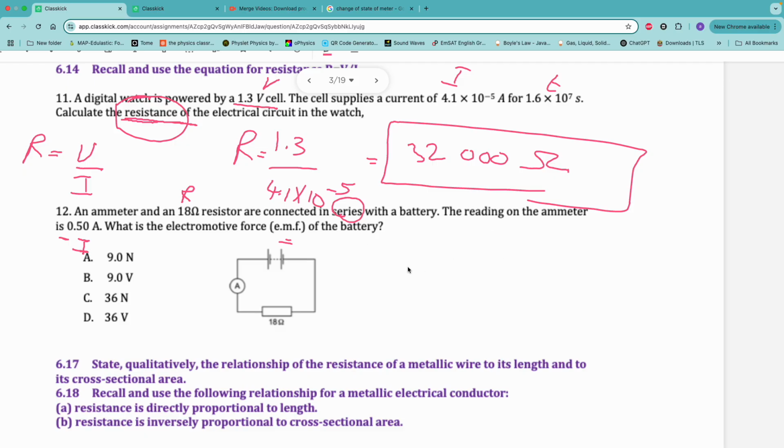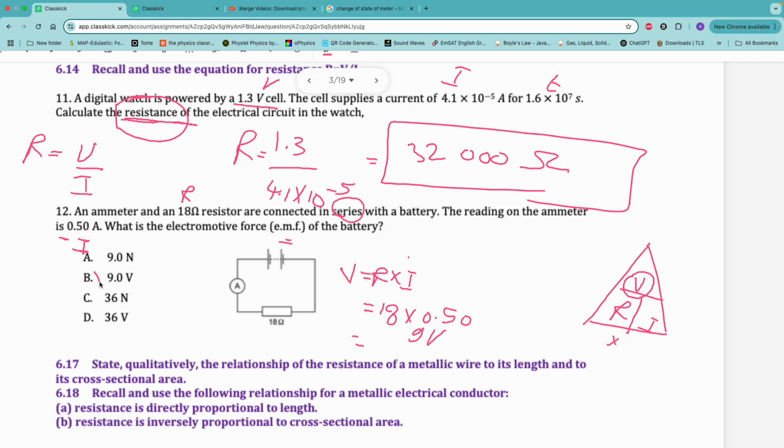So, if we need to find V using our Ohm's law, R is equal to V over I. To calculate V, you multiply R times I. R is 18. I is 0.50. By calculating this, it gives 9 volts. Done.